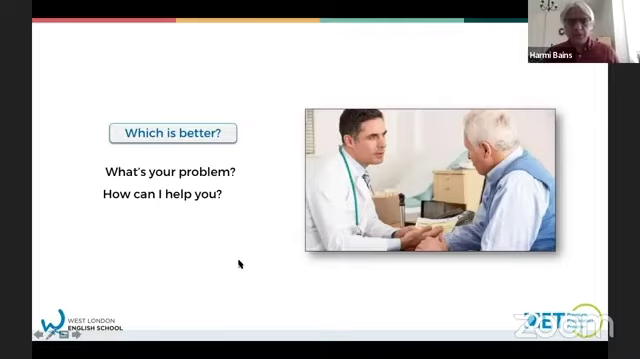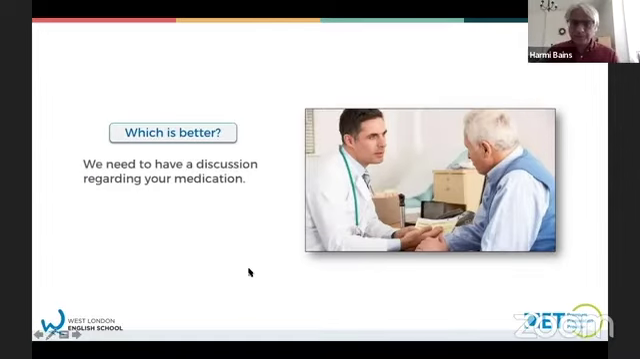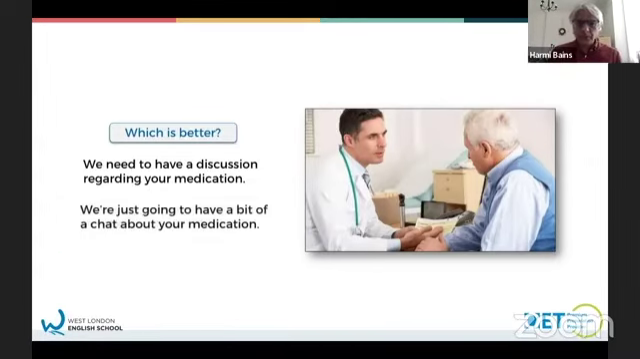Too informal. Think about this one. We need to have a discussion regarding your medication, or we're just going to have a bit of a chat about your medication. Now, what do you think is more appropriate in the OET speaking exam? And something you can do is imagine you're the patient. I think this is something that really helps me a lot. I always put myself in the patient situation. And I think, what would I prefer here?